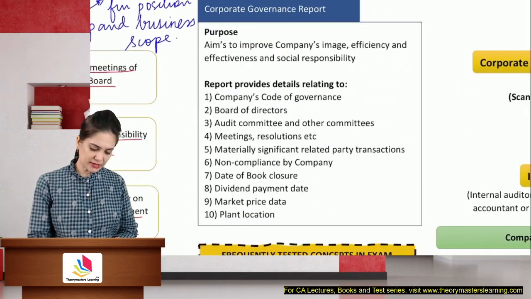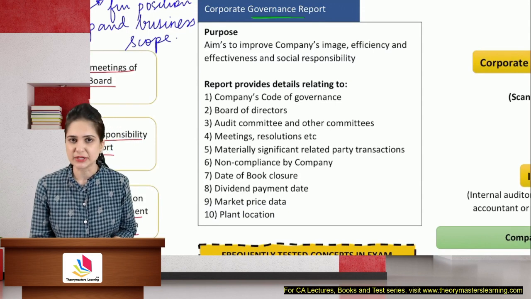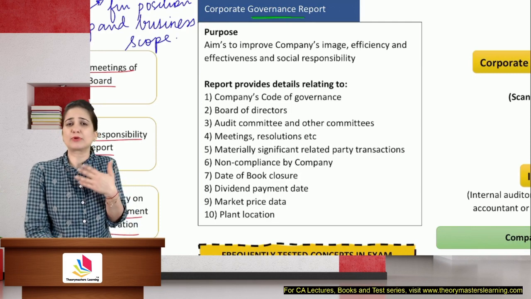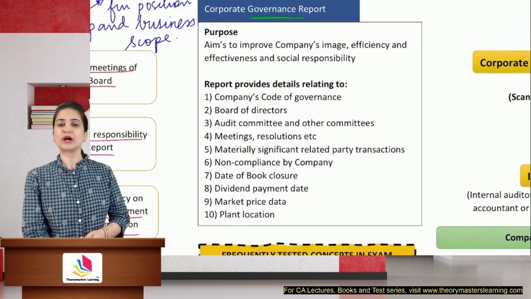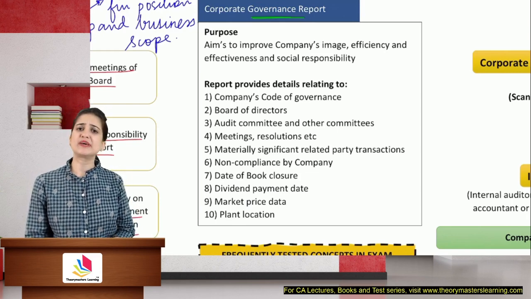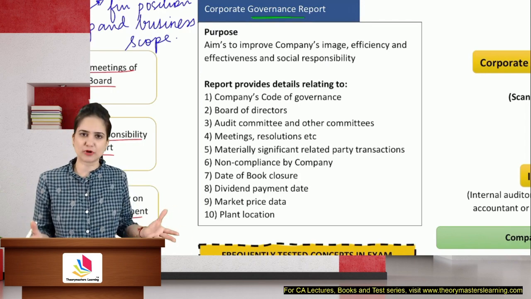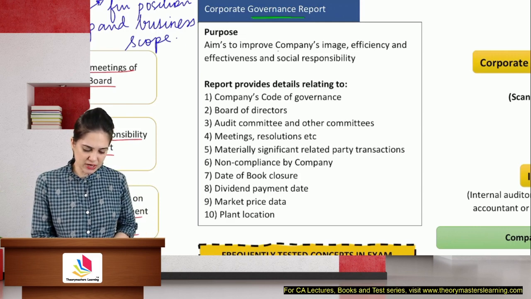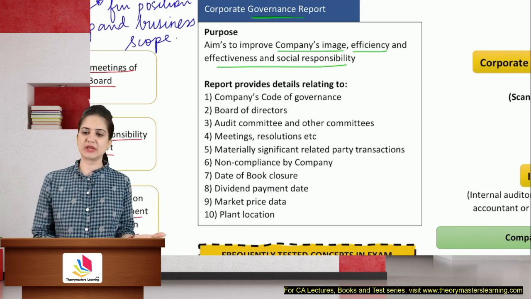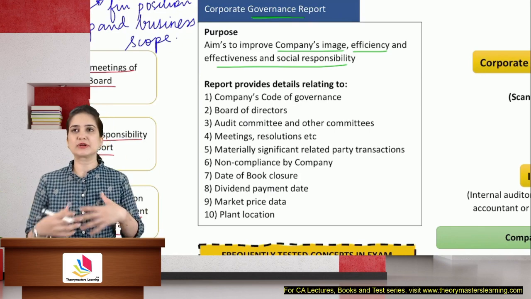Then we have the corporate governance report. Corporate governance means the manner in which a company is governed. Good governance implies that you have policies in place, you have a larger number of independent directors on your board, you have a code of ethics, you have a whistleblower policy. There are certain things which make the employees and the shareholders comfortable. So how are you managing the company to the best of your ability? It aims to improve the company's image, efficiency, effectiveness, and social responsibility. So, taking care of the employees, their welfare, their family, CSR initiatives, and caring for the environment.